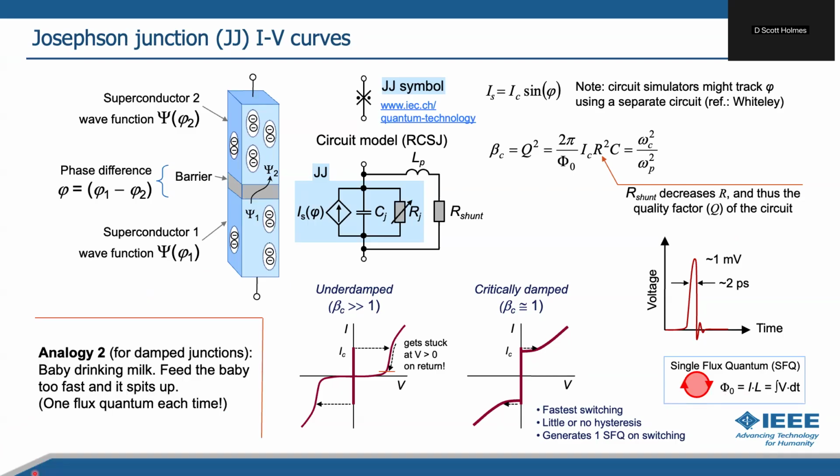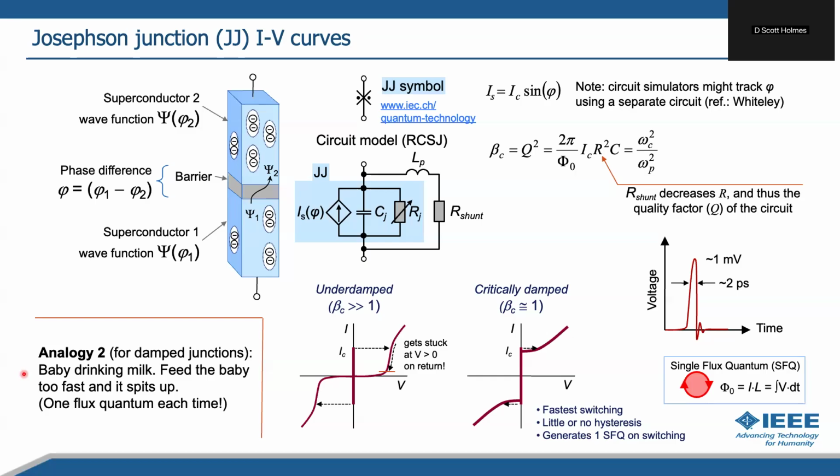Now an analogy for this critically damped Josephson junction is it's a little bit like a baby drinking milk. You feed the baby and it's just fine. If the flow of milk into the baby is less than the limit, the critical current, the baby is happy. Everything's fine. And in this case, you can feed it through the junction either way.